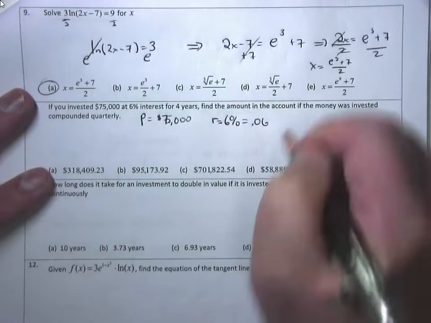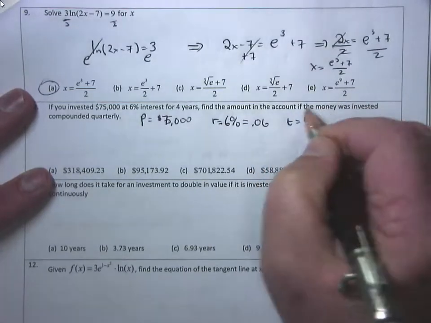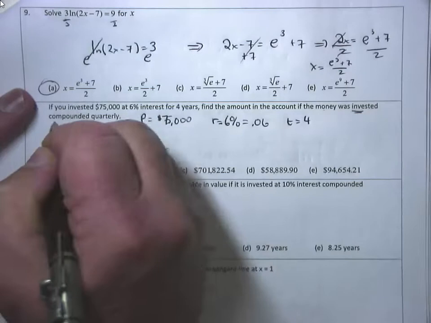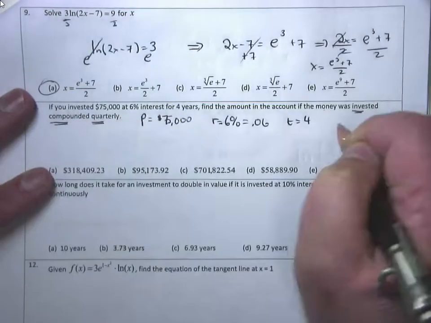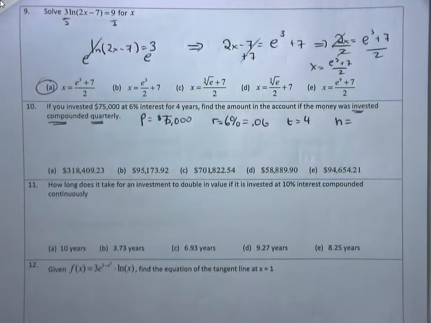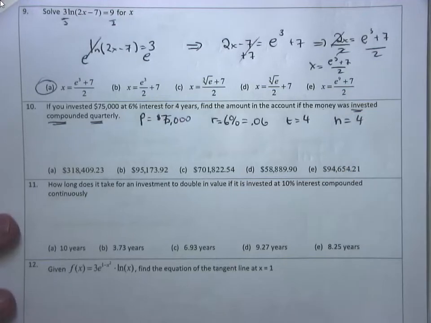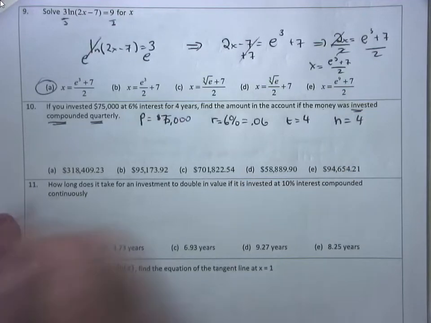0.06, for 4 years. Your time is 4 years. Now, how much money is in the account if it was invested compounded quarterly? N, this is regular compounding, where N is the number of times per year you compound. If you compound quarterly, how many times a year is that? 4. But what you've got to remember, because we're not going to give it to you, is this.